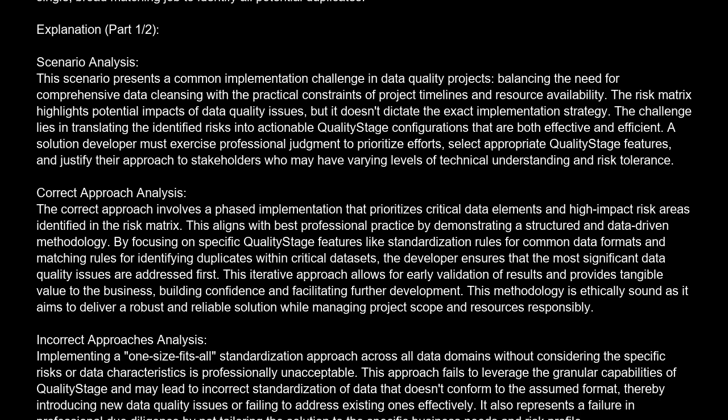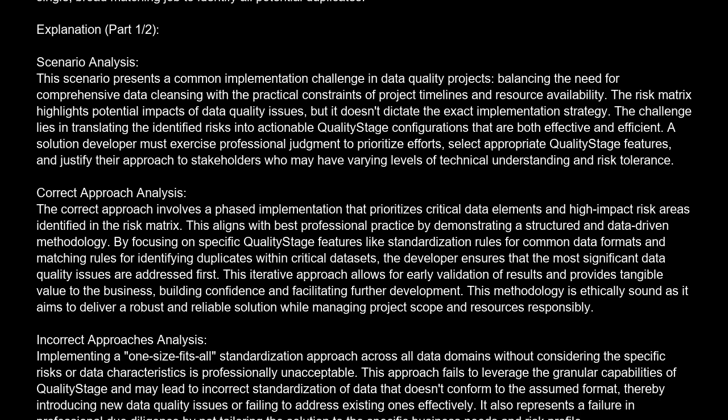The risk matrix highlights potential impacts of data quality issues, but it doesn't dictate the exact implementation strategy. The challenge lies in translating the identified risks into actionable QualityStage configurations that are both effective and efficient. A solution developer must exercise professional judgment to prioritize efforts, select appropriate QualityStage features, and justify their approach to stakeholders, who may have varying levels of technical understanding and risk tolerance.